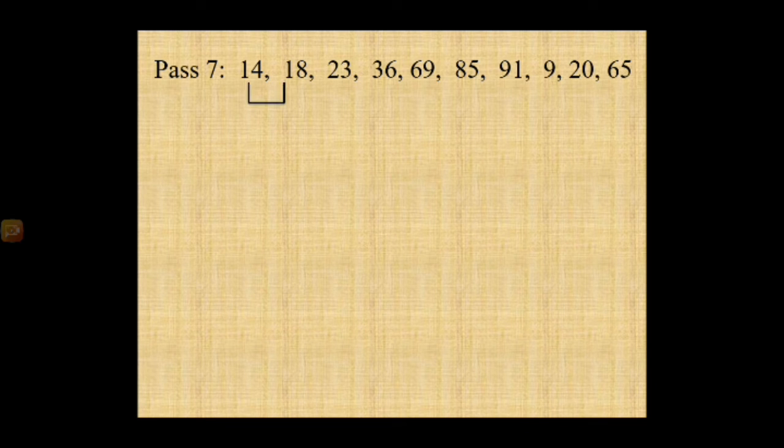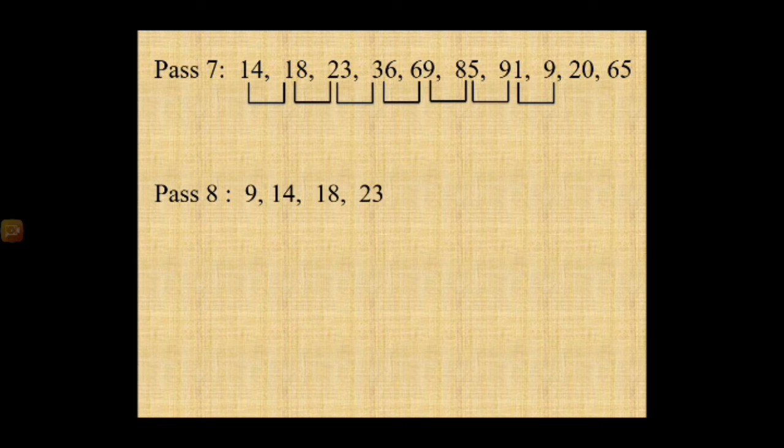In pass 7 we compare 14 and 18, 18 and 23, 23 and 36, 36 and 69, 69 and 85, 85 and 91, 91 and 9. So 9 is shifted to the first position. The array becomes 9, 14, 18, 23, 36, 69, 85, 91, 20, 65.